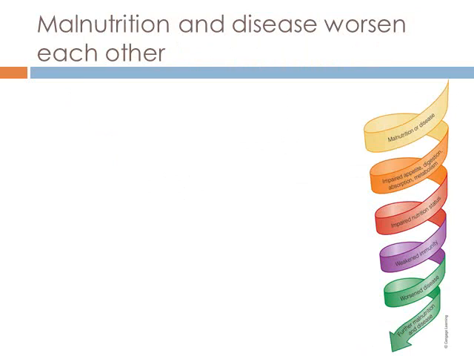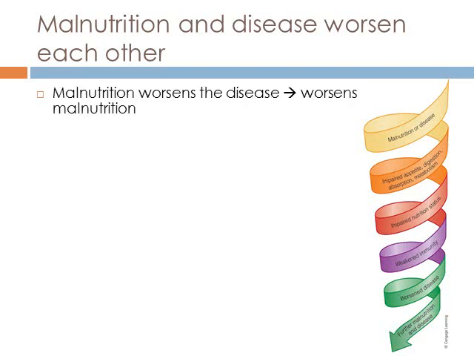Starting with malnutrition. So malnutrition and diseases really worsen each other. It's this really destructive cycle as malnutrition, which can arise from starvation or obesity, so not having enough food or having too much of the wrong types of food, can worsen a disease. And then the worsening of this disease, in turn, continues to worsen the malnutrition. So it's really this destructive cycle, which is not beneficial by any means.